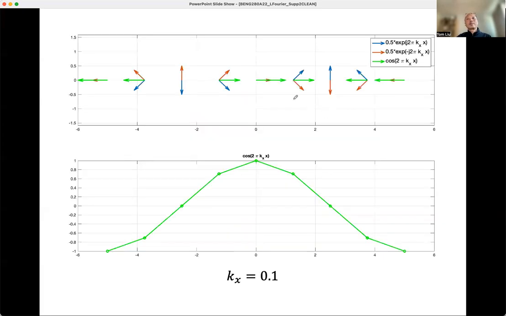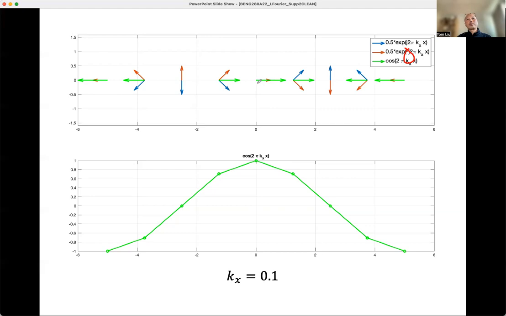Okay, so let's take a look at what this means. This is showing a cosine function split into two complex exponentials. This one is positive kx, and this is a minus kx. So what's the difference? Well, the positive kx term, e to the j 2 pi kx x, has a positive phase as I move along in the x direction.